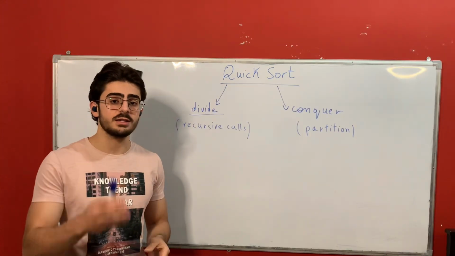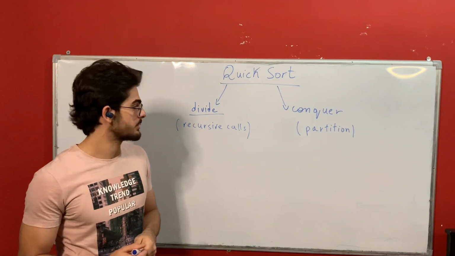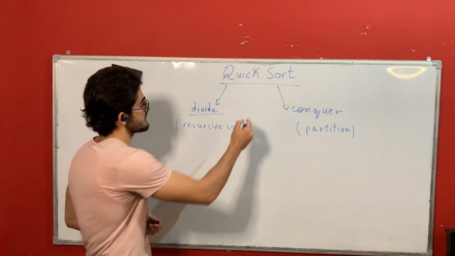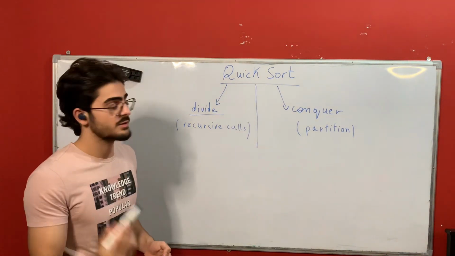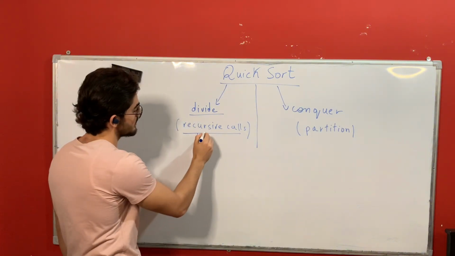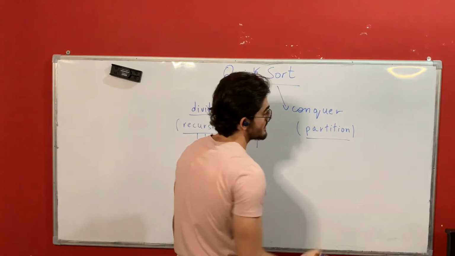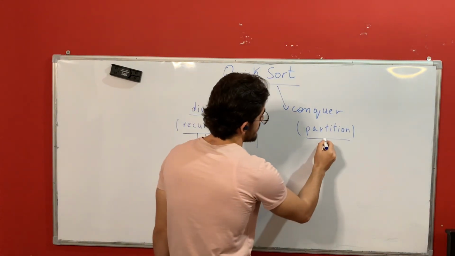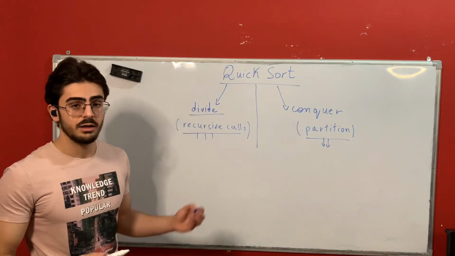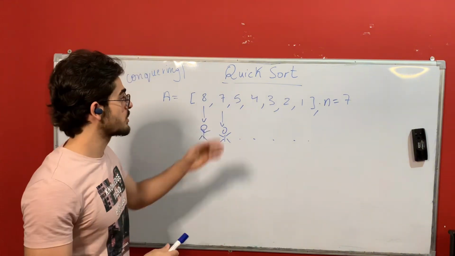So quicksort, as I've told you in the introduction, relies on the divide and conquer approach. So I want you to think of quicksort as two parts. The part which is responsible for dividing, which will be represented with recursive code, and the part that is responsible for conquering the problem and solving it, which will be represented by the partitioning that we shall see right away. Now let's take a look at the conquering side of quicksort.